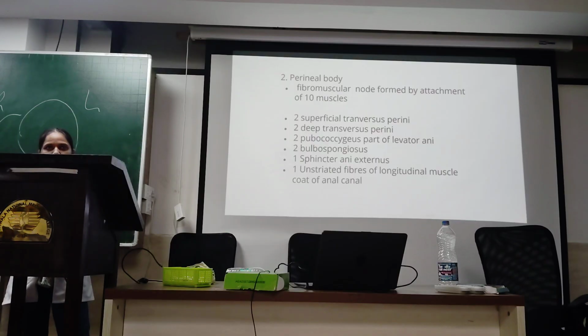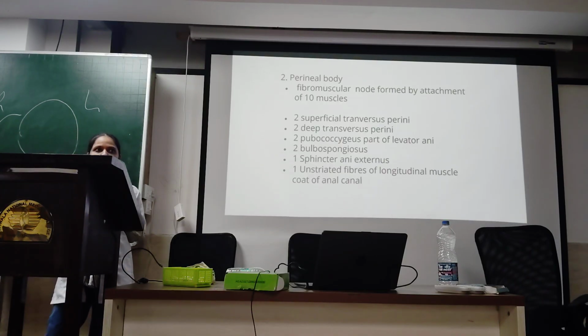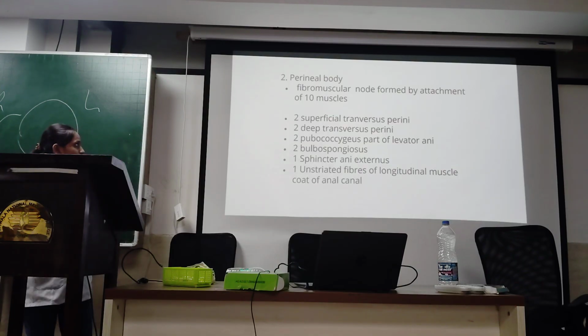The second one is the perineal body. The perineal body is a fibromuscular node formed by the attachment of 10 muscles. In females, the perineal body is present between the vagina and the anus, and in males it is present between the urethra and the anus.